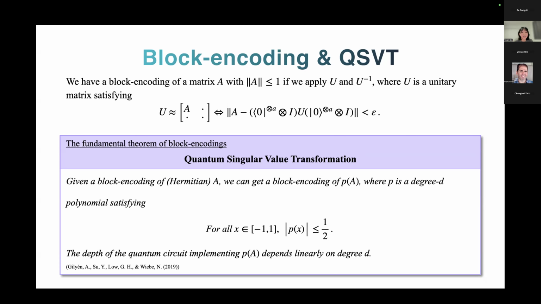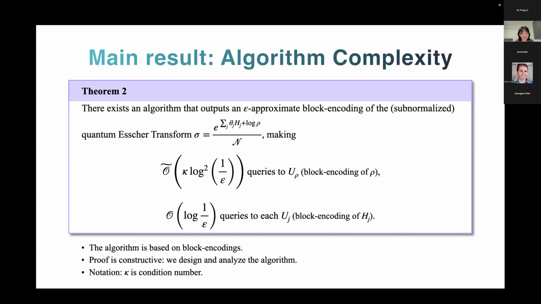So using this block encoding and quantum singular value transform, QSVT, we can efficiently implement the components in the quantum Esscher transform state. This is the second main result, which is the sample complexity of the algorithmic implementation. Using this block encoding, we can output the epsilon-approximate block encoding of the subnormalized quantum Esscher transform states. The sample complexity is kappa times the square of the log of 1/epsilon queries to the block encoding of the input state rho, and also the log of 1/epsilon queries to each block encoding of the variable h_i.